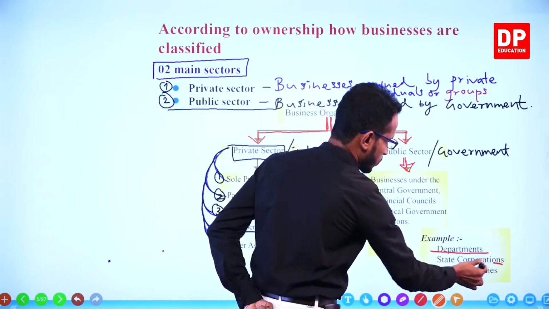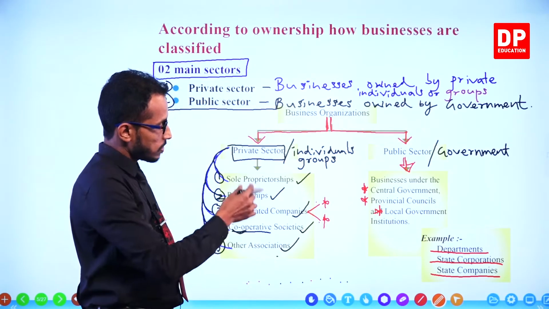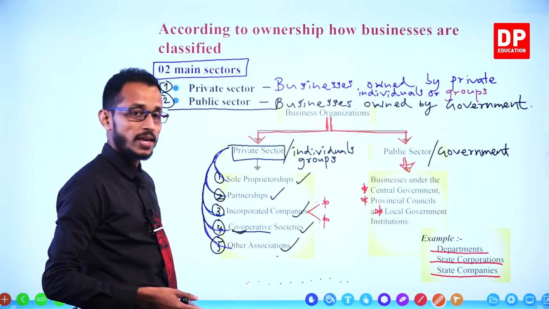Departments, these are the examples, children. Corporations and state companies. Some examples given. Okay.